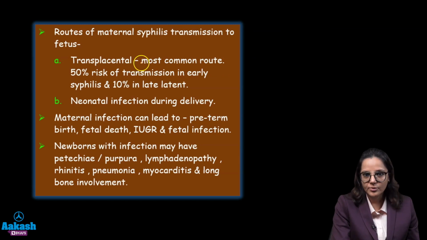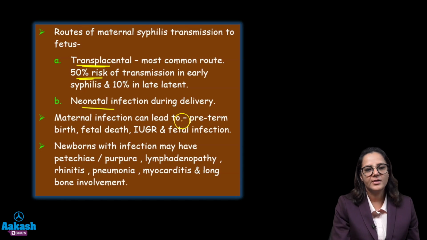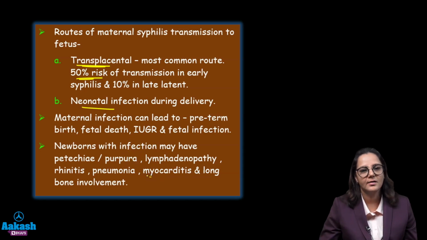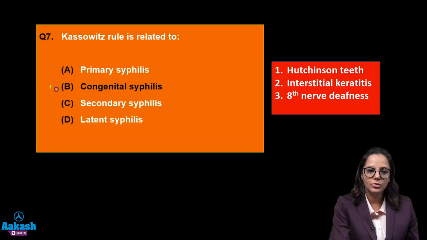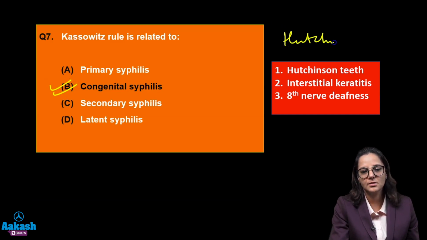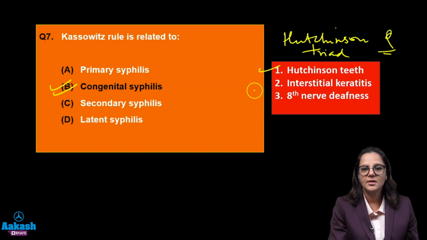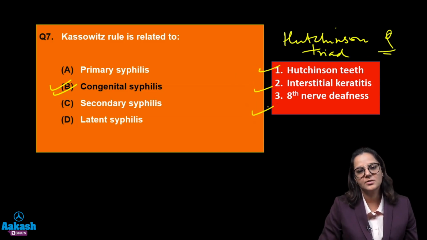A few points about maternal syphilis. The route of maternal syphilis transmission to the fetus is transplacental. It is the most common route, with 50% risk by this. Neonatal infection can occur during delivery. Maternal infection can lead to preterm delivery, IUGR and fetal infection. Newborns with infection can have petechiae, lymphadenopathy, and heart and lung involvement. So Kasowitz rule is related to congenital syphilis. Another important point about congenital syphilis is Hutchinson triad. This has also come as an exam question. What is Hutchinson's triad? It is the presence of Hutchinson's teeth, interstitial keratitis and deafness of the 8th nerve.